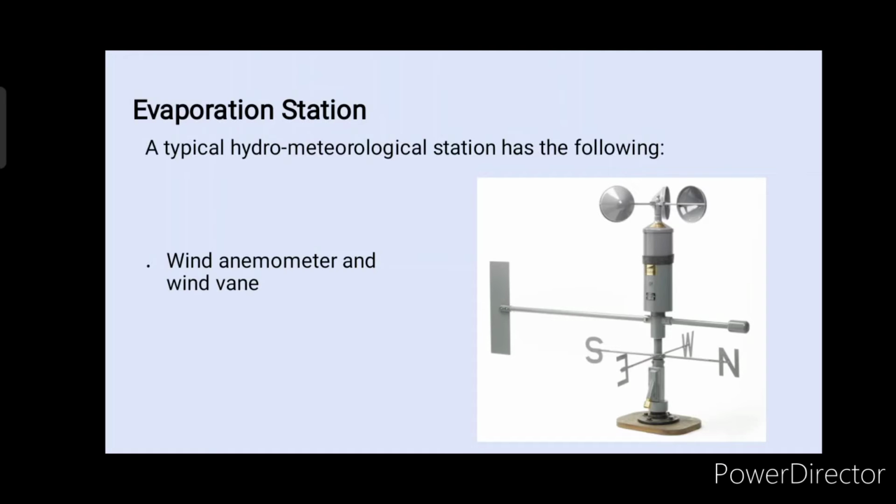The wind vane, however, points to the direction where the wind is blowing. Its shape is pointed, with north, west, east, south. It points to the direction where the wind is blowing, and it can rotate freely to indicate any direction.